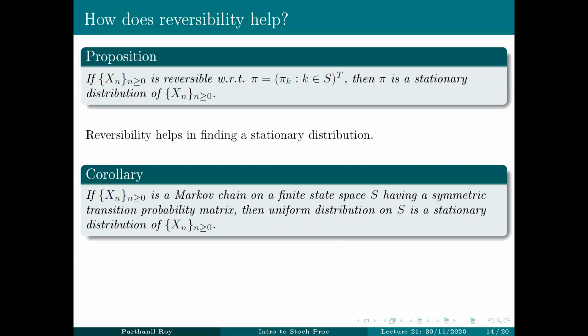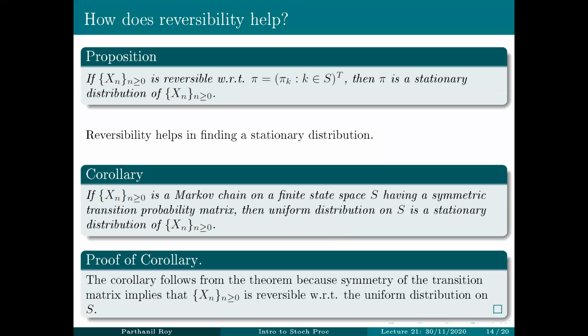Now, one important corollary is that if you have a Markov chain on a finite state space, such that the transition probability matrix is symmetric, then the uniform distribution on S is a stationary distribution for Xn. This follows from the fact that if the transition probability matrix is symmetric, then this will immediately imply that Xn is reversible with respect to the uniform distribution on S. And therefore, the uniform distribution on S would be a stationary distribution.